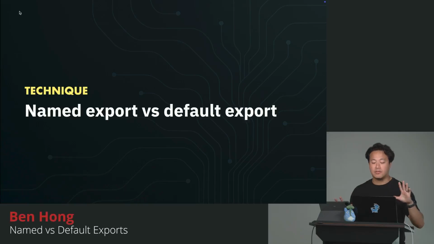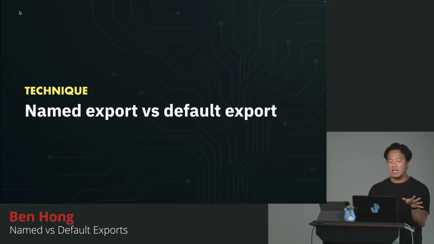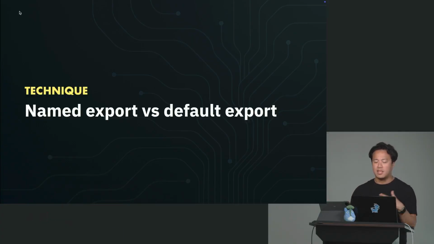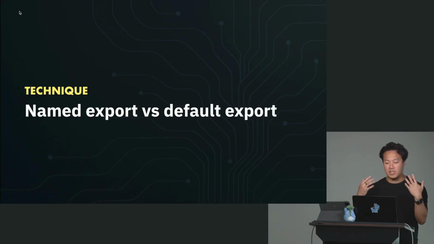There are two different ways that you can write your composables. And this is just a JavaScript thing, but I want to be explicit about it because it's an easily overlooked thing if you're newer to JavaScript. And that you can do named exports versus default exports. And so what do I mean by that?